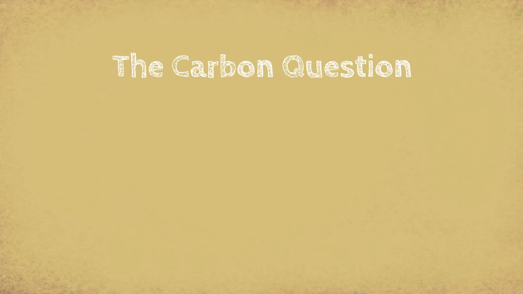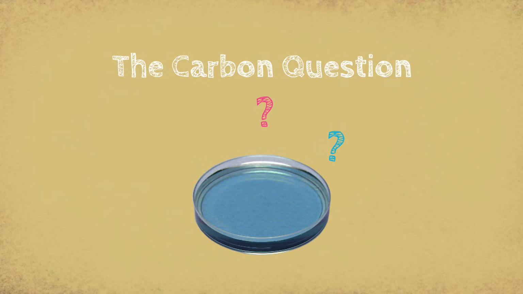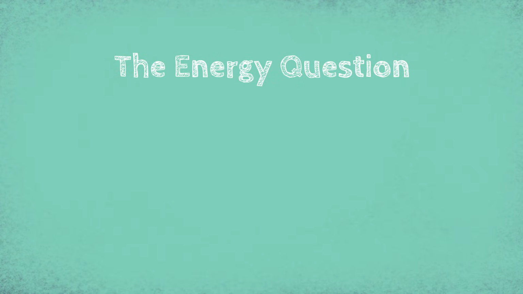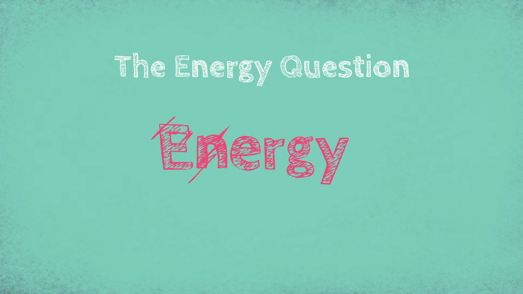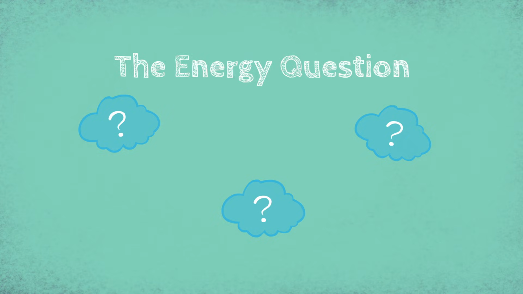Changes in BTB can help us answer the carbon question. After 20 minutes, what kind of color changes should we expect to find in the BTB? And what would the color change tell us about what is happening to carbon atoms? And finally, make a prediction that relates to the energy question. What forms of energy are involved? How is energy changing from one form to another?